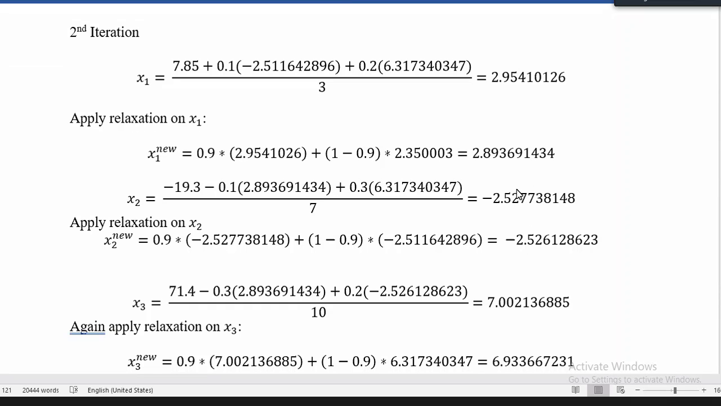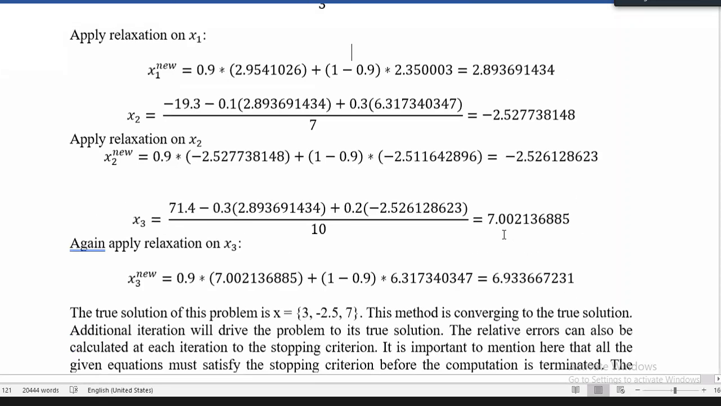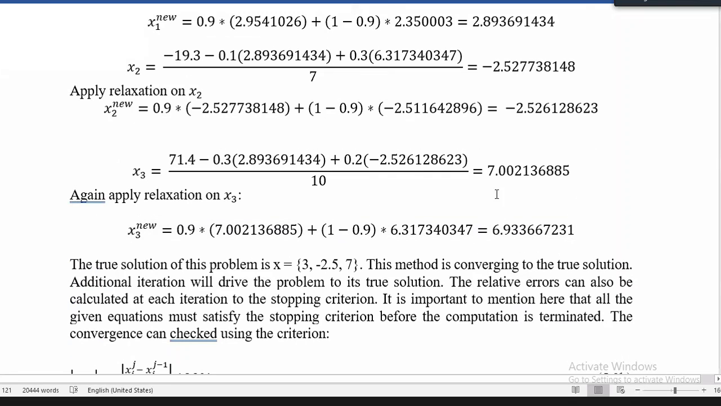Then we modify x2 again using the previous value of x2, from that equation 5.3. And this is the present value. We want to get the relaxed value of x2. That's what it is. And then we substitute straight away using the modified x1 under that iteration, and the modified x2 under that iteration. We get x3. So when we have x3, we also relax x3.